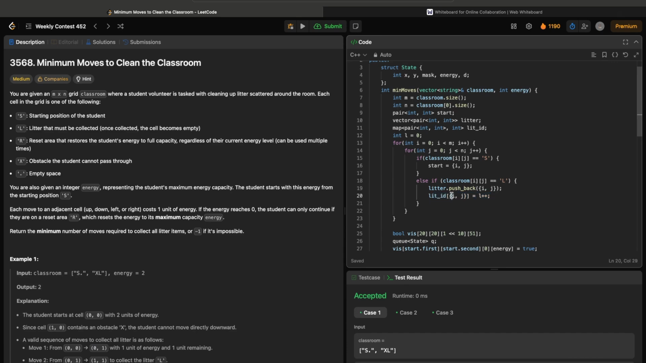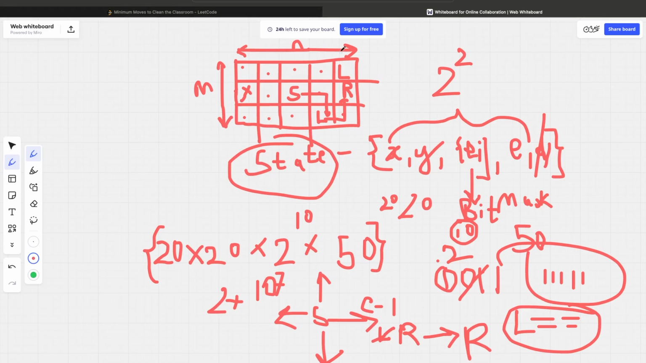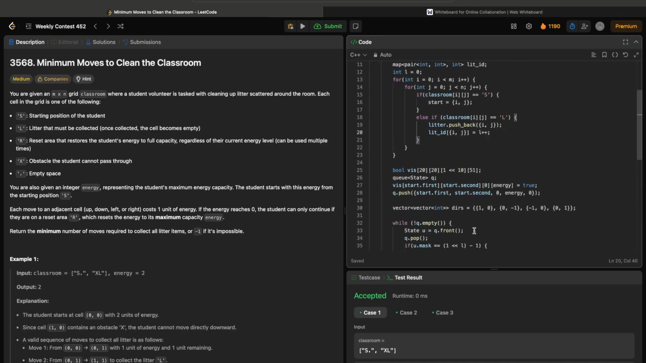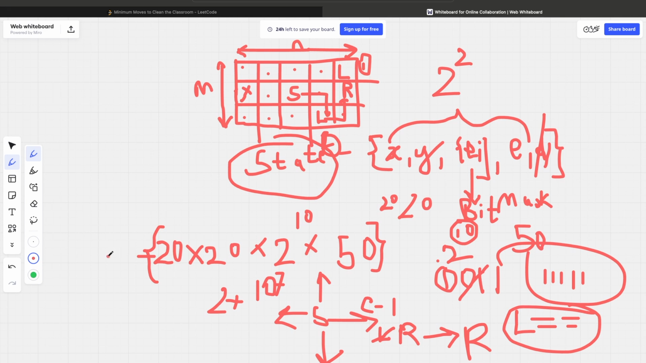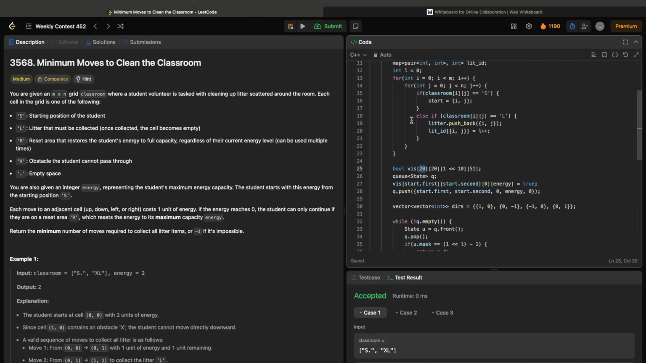For that particular litter indices, I will be maintaining an index. Let's say the first litter I got at this point, it will be marked as first. This will be second, so it will be marked as second with respect to its index value. And then I will be maintaining a visited 4D vector, you can say 4D array. Its size will be 20 cross 20 cross 2 to the power L, number of litters present, cross 50. So this will be 2 to the power 10, the maximum size it can be.